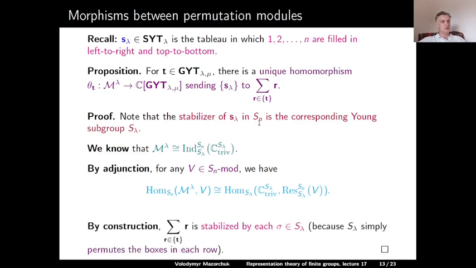So it remains to note that if we look at this element, the linear combination of all R's from the row equivalence class of T with coefficients 1, then by construction, this linear combination is stabilized by each element from S lambda, because S lambda permutes boxes in each row, and this is a sum over all row equivalent elements of T. So this linear combination generates a trivial S lambda module. So by this Frobenius reciprocity, it corresponds uniquely to a homomorphism from M lambda to this linearization.